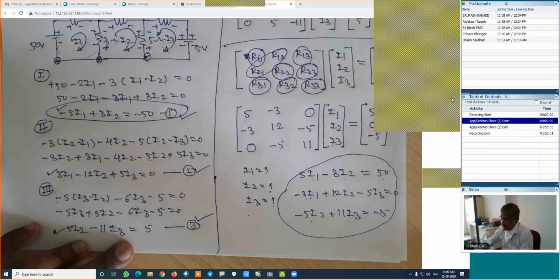Chaya, any difficulty in understanding this direct inspection method? The matrix we prepared, is there any difficulty in understanding this method?